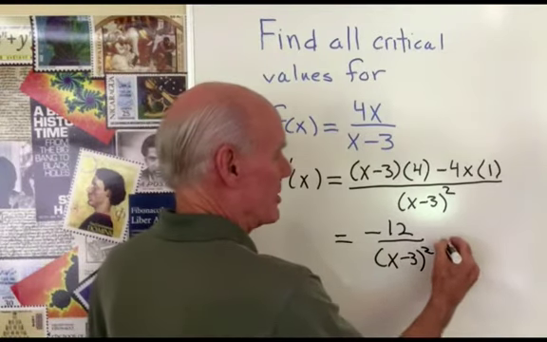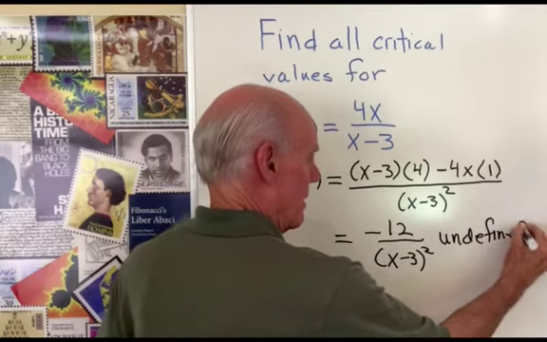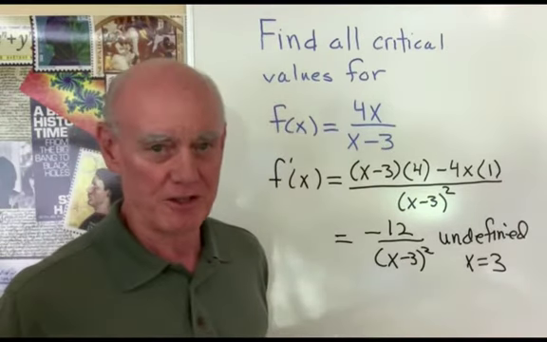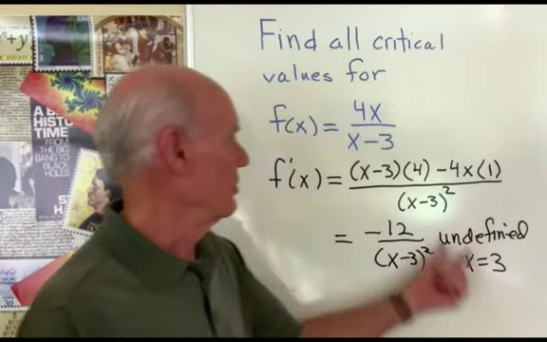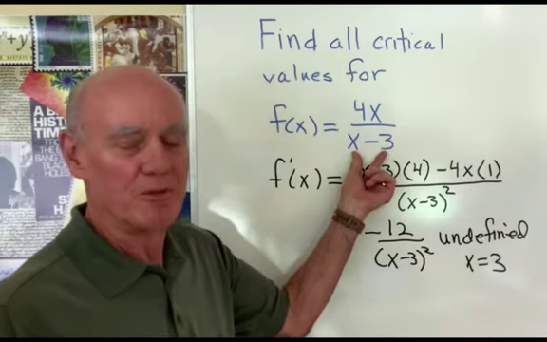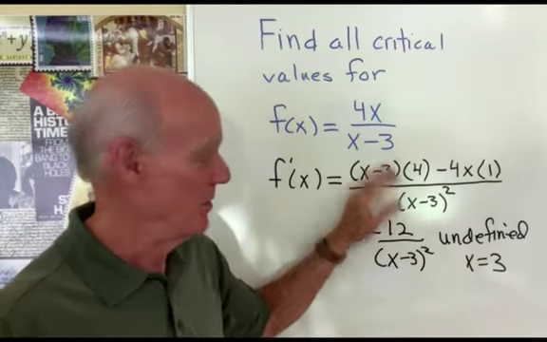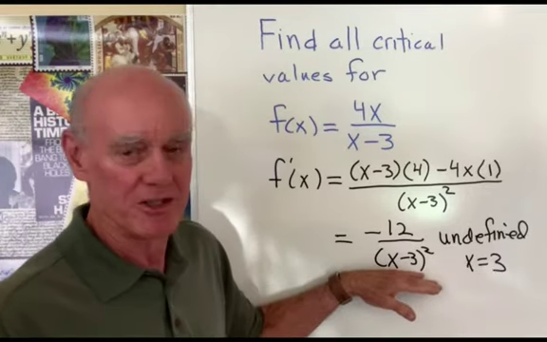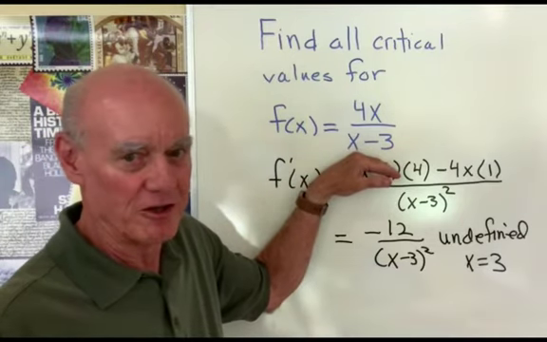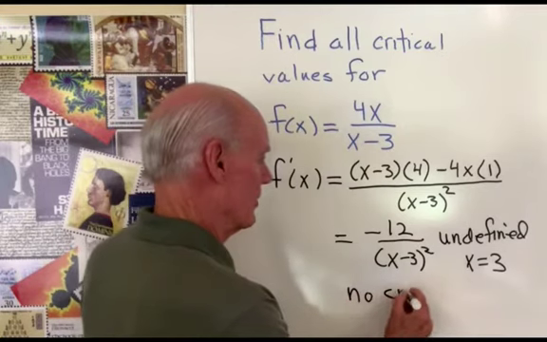So when I look at this, it's undefined when x is equal to 3. So I might think to begin with that that's a critical value. But look, when x is equal to 3, my original function is undefined. So for a number to be a critical value for a function, that number has to be in the domain of the function to begin with, and x equal 3, even though it makes the derivative undefined, also makes the function itself undefined, so it's not in the domain of the function, so we can't use it. So in this case, no critical values.